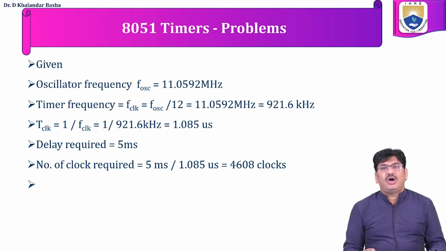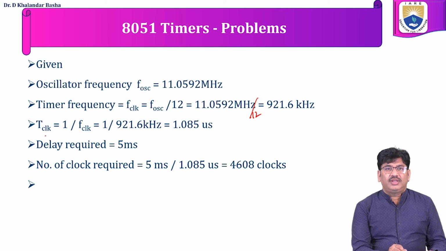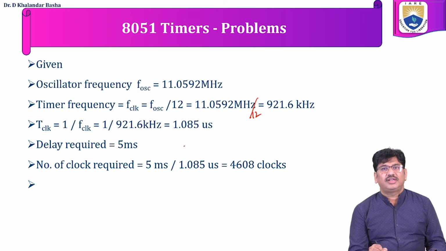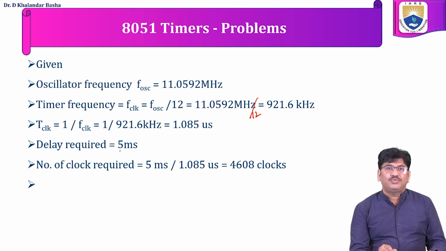So given the oscillator frequency is 11.0592, the oscillator frequency divided by 12 will give us the periodicity of the clock pulse. So F clock is equivalent to F oscillator divided by 12, which is 11.0592 megahertz divided by 12, which will give us 921.6 kilohertz. The clock period for the clock pulse, T clock, is equivalent to 1 by F clock, which is 1 by 921.6 kilohertz, which will give us 1.085 microseconds. The time required for delay is 5 milliseconds.